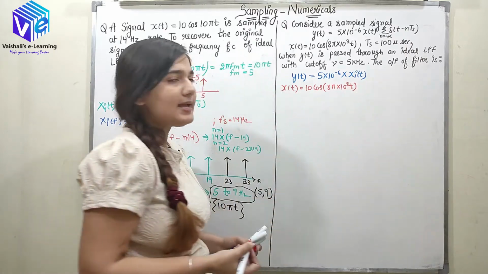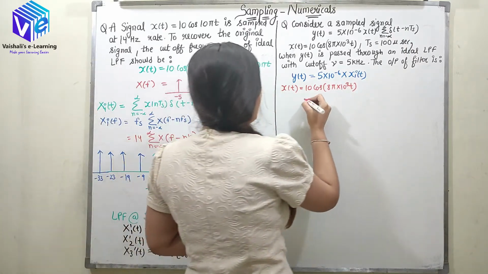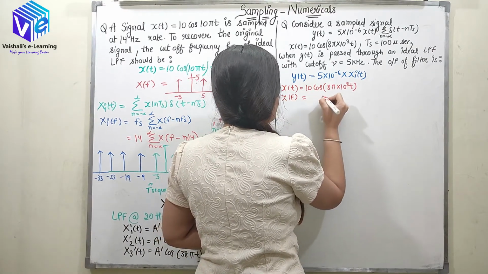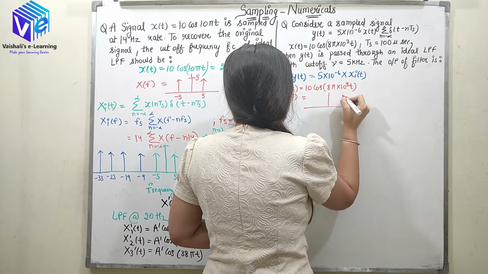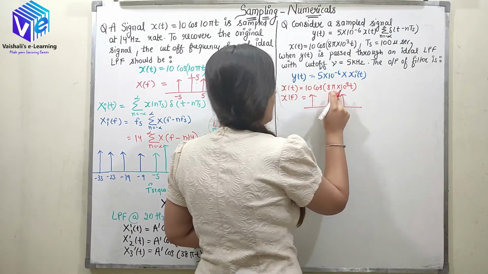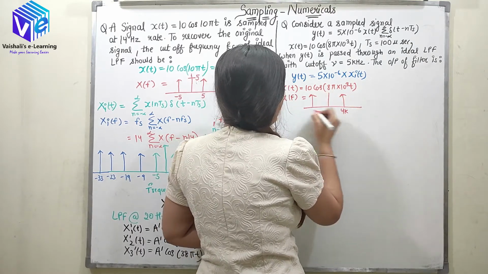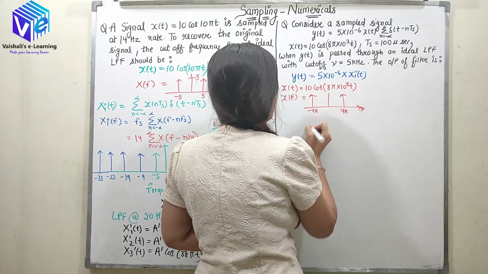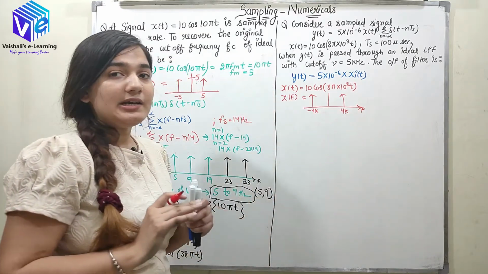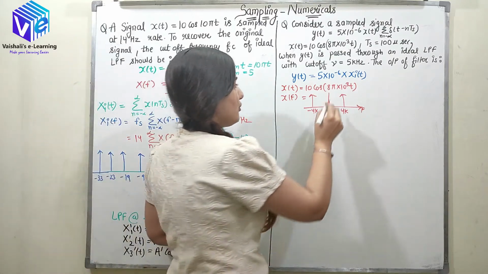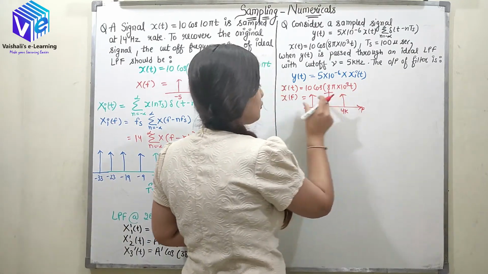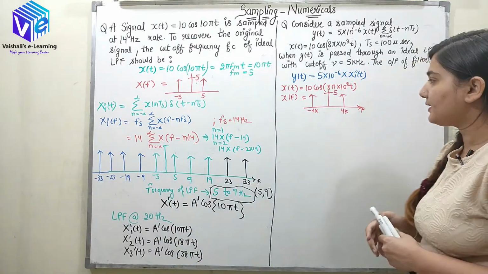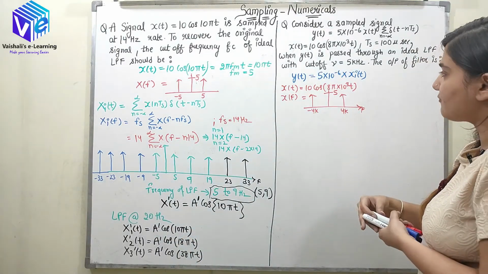So now how can I represent this cos? In the frequency domain, X of f can be represented as two impulses, one at 4 kilohertz and one at minus 4 kilohertz. Now we are interested in the amplitude as well. So what would be the amplitude of these two pulses? It would be 5. So now I hope you are clear how this amplitude is 5.